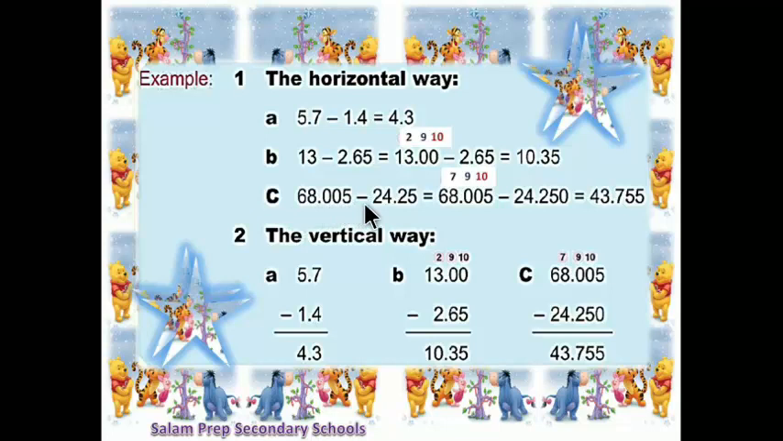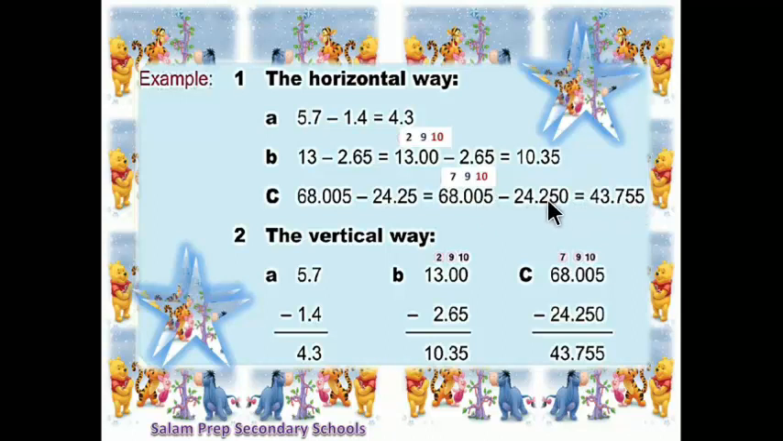68.005 minus 24.25. Please look at the decimal part. We need to put 0 to balance the decimal part, okay? 68.005 minus 24.250 equal, we will begin with the digit on the right side with thousandths. 5 minus 0 equal 5.